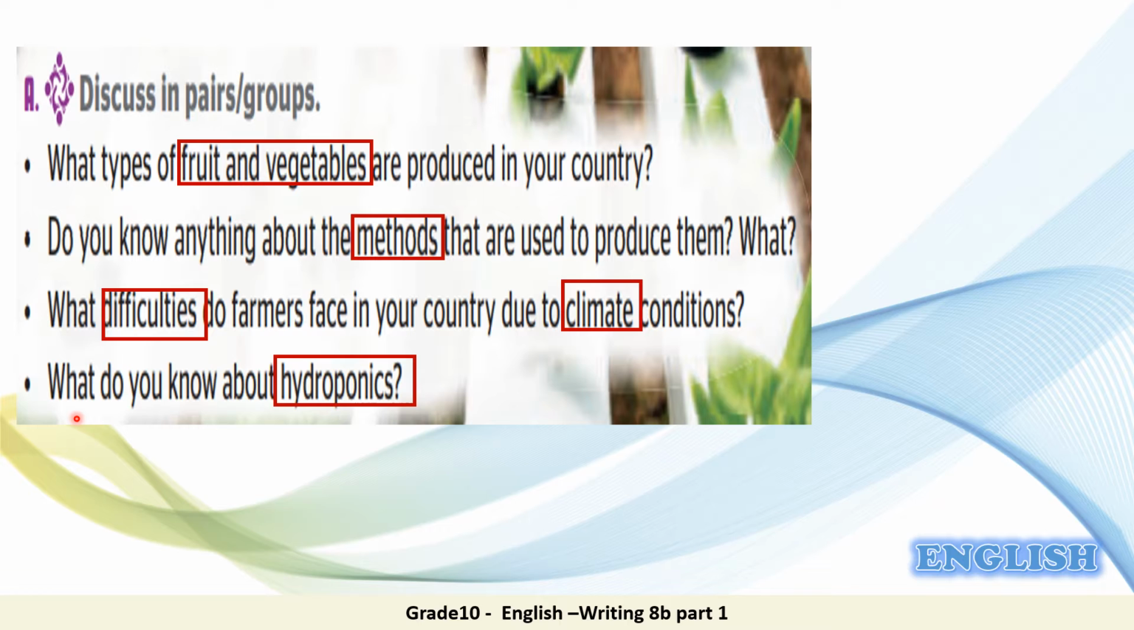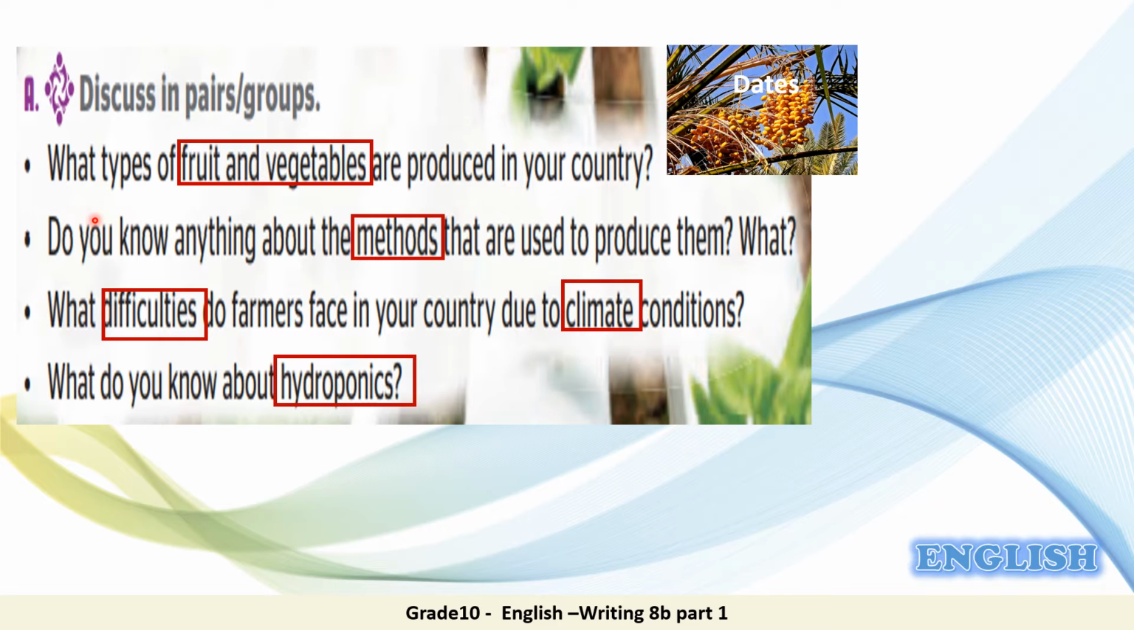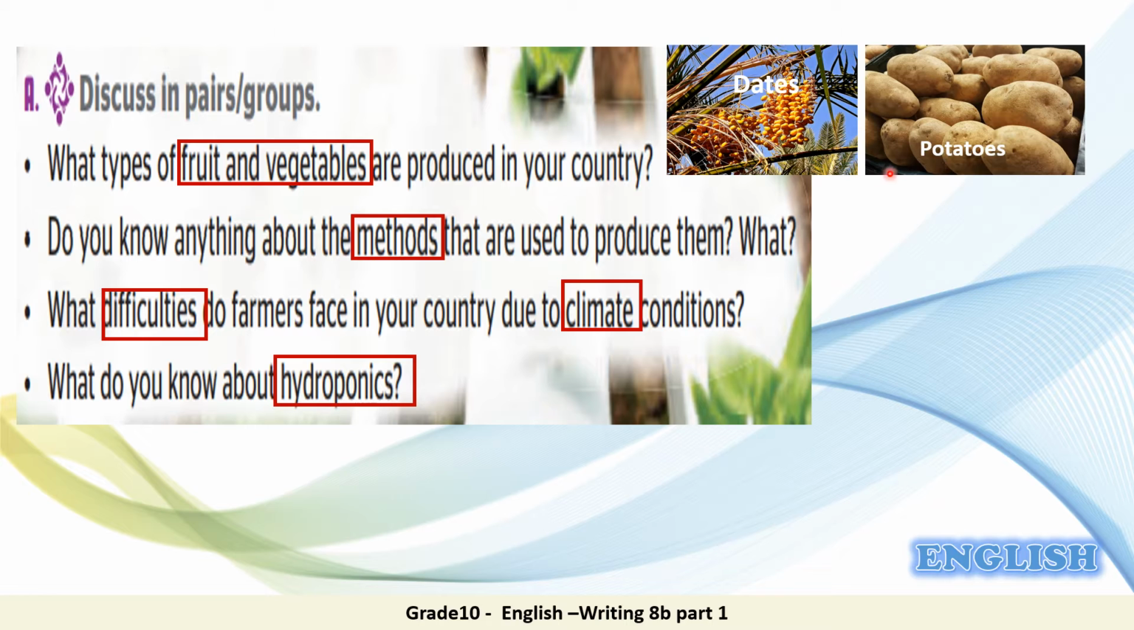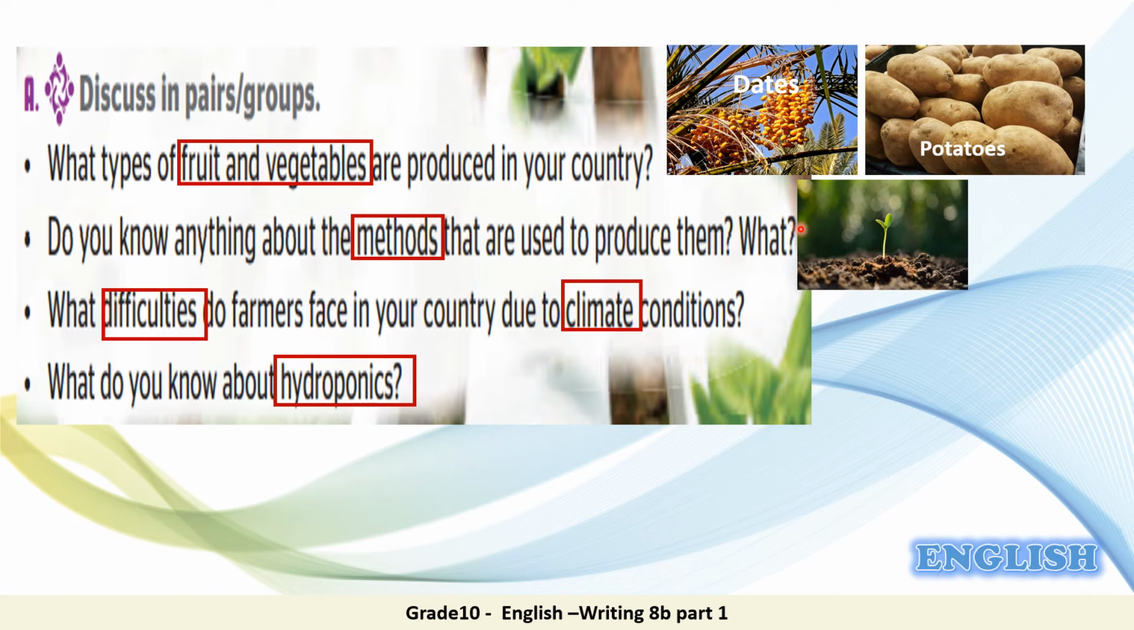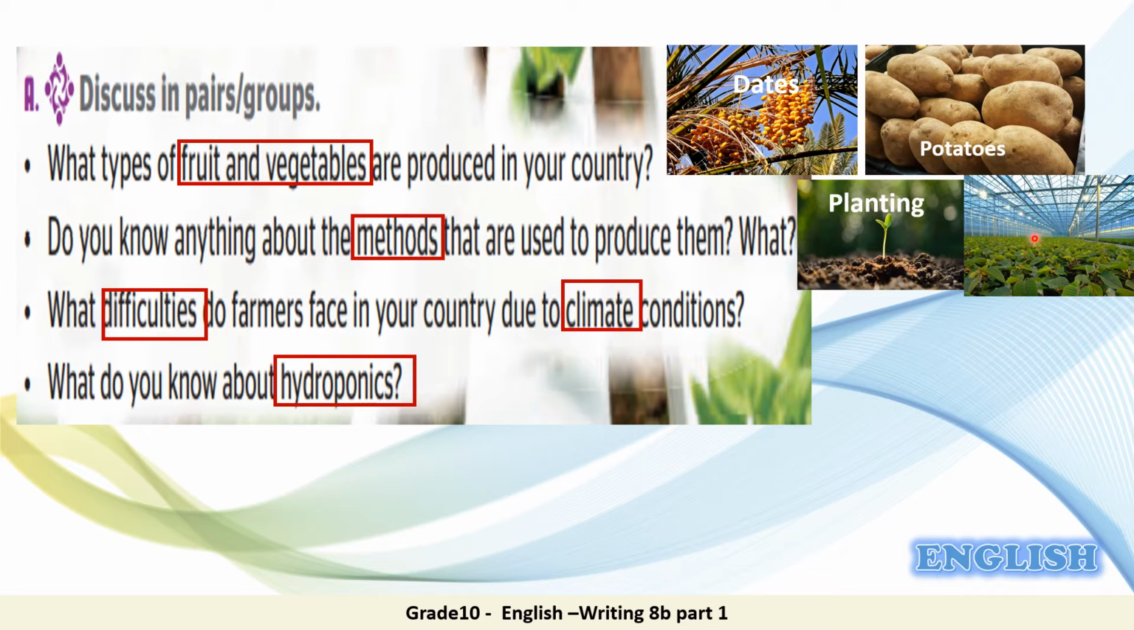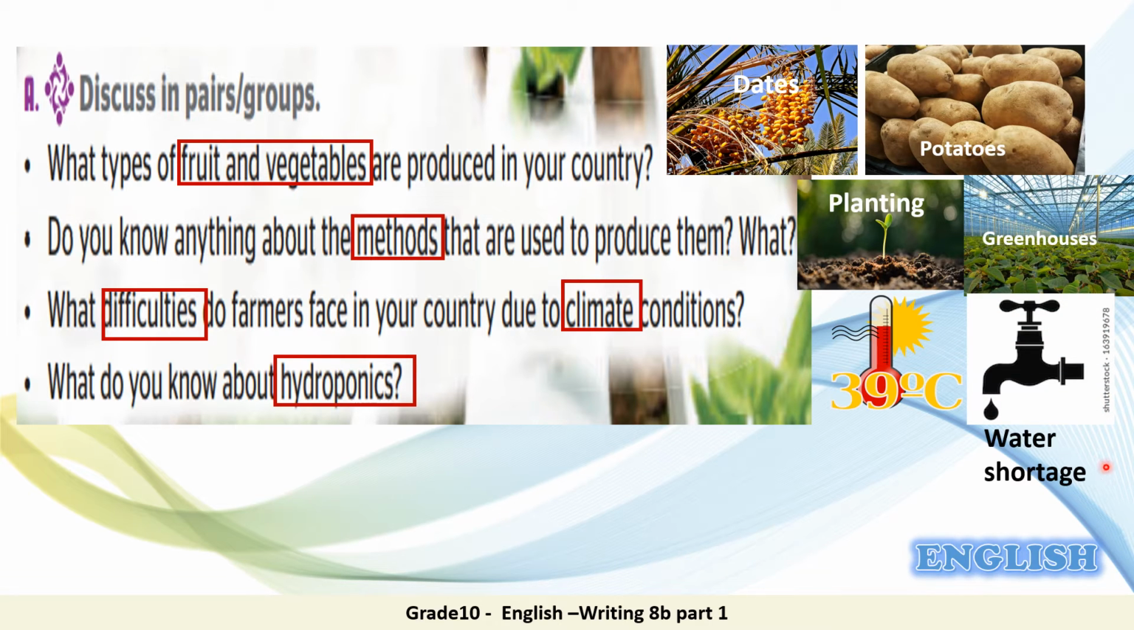Let's brainstorm the answers. First of all, the types of fruit and vegetables. They can easily be dates, which is very famous here in Qatar, and potatoes. How about the methods? We can say the normal method of planting and what are these called? Yes, greenhouses. Well done. And the difficulties? Yes, of course, the hot weather and the water shortage. Finally, hydroponics. Pause, look it up, and try to figure out the answer.